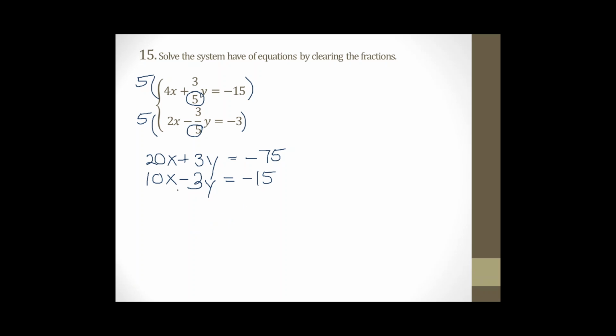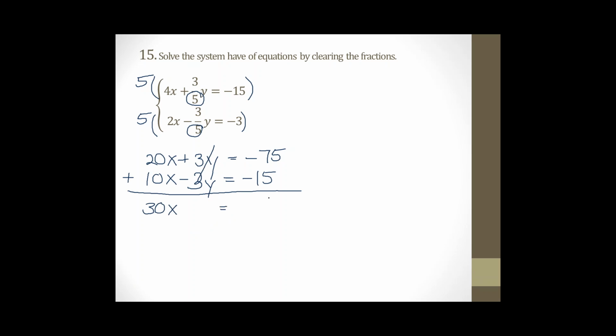And in this case, because they are nicely lined up, and especially since I got a positive 3y and a negative 3y, I'm going to choose elimination. And I'm just adding down. So 20x plus 10x gives me 30x. And then 3y minus 3y cancels out to be 0.